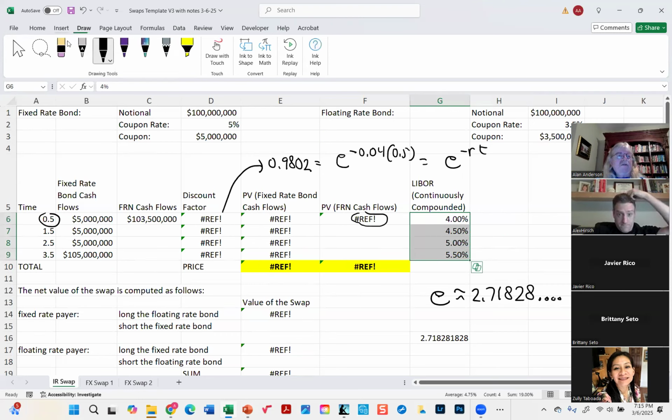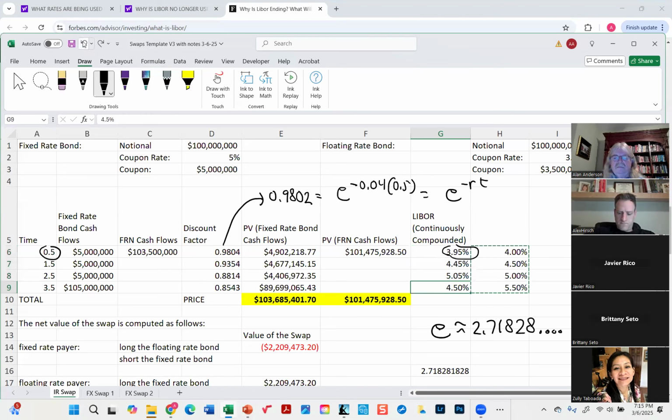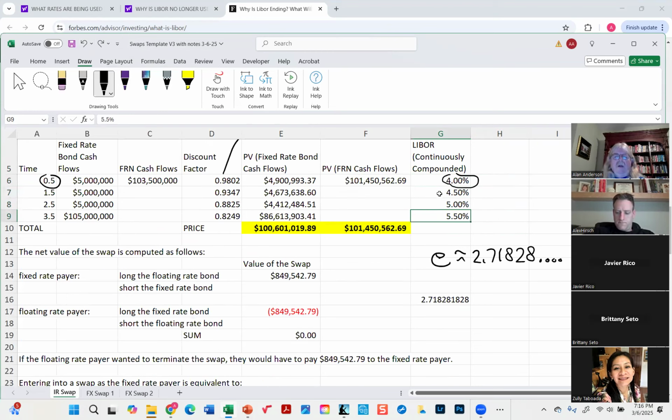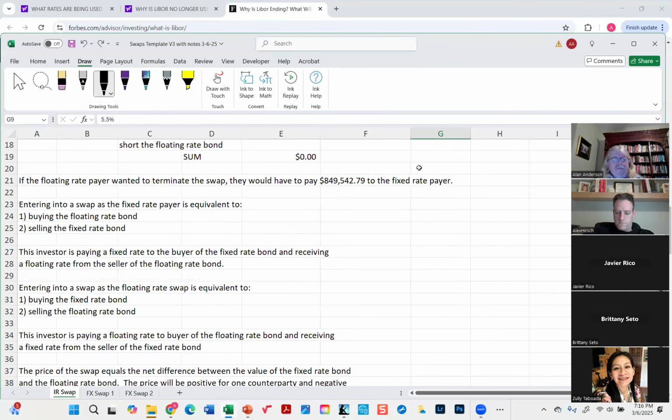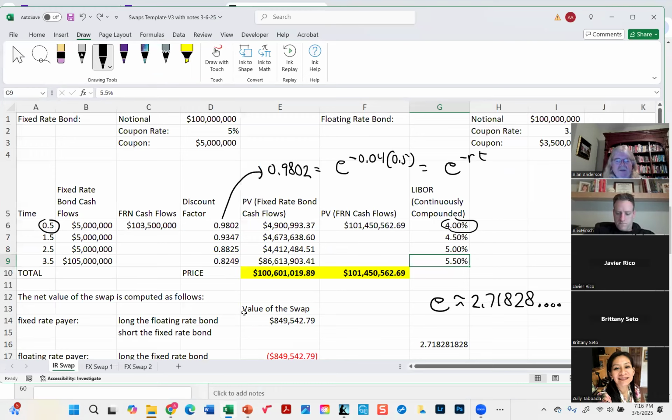Oops, well, that's not what I wanted to do. I better not upset it. All right, so now we're back to where we started out. Very good. All right, so now that's kind of it for fixed rate interest rate swaps.